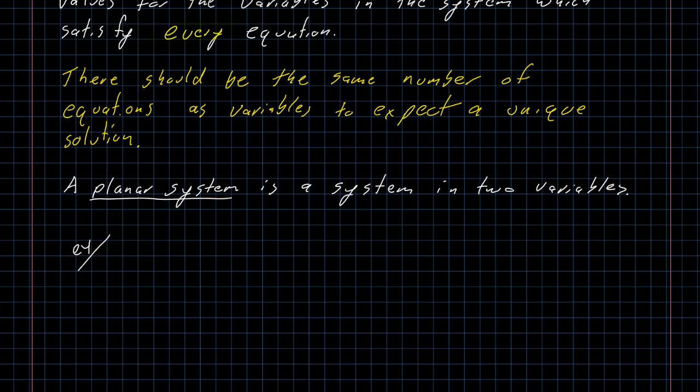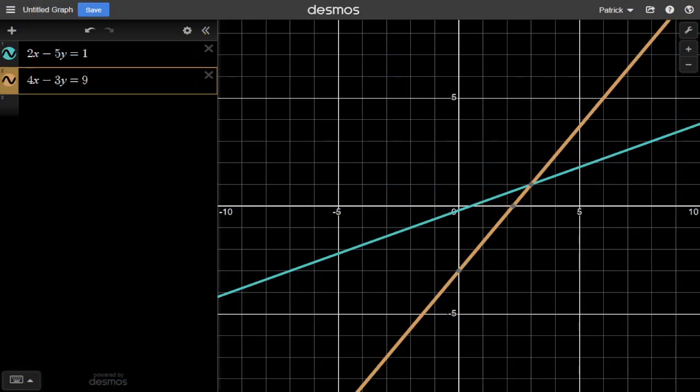Planar systems are nice because the graph can be the end-all be-all of solving the system. So for example, let's consider the system 2x minus 5y equals 1 and 4x minus 3y equals 9. If we graph these two equations, say using computer software like Desmos, we can see that the equations both give us lines. For the sake of simplicity, in this lesson, I'm going to stick with linear equations, although we can use nonlinear equations as well.